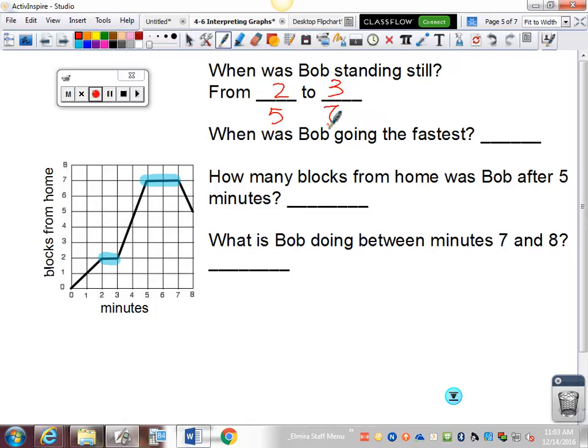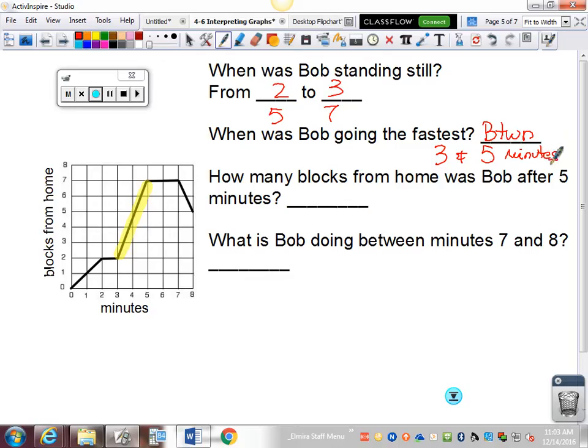When is Bob going the fastest? Okay, again, it's not length of line you're necessarily looking at. I mean, it might be, but it's not necessarily. You're looking at the steepest line. So the steepest line is here. It's a coincidence that it happens to be also the longest segment, but it's the steepness that we're paying attention to, and that's from 3 to 5. I'm going to abbreviate BTWN, 3 and 5 minutes.